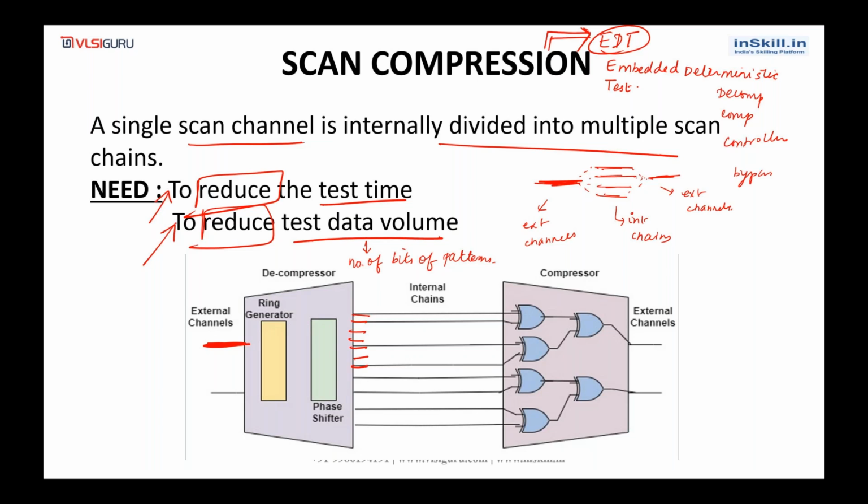So these are all the components of the EDT logic. We will discuss each and every component. So what is a decompressor? What is the structure of a decompressor? What role does it play in scan compression? Same way for the compactor, the controller, and the bypass logic.